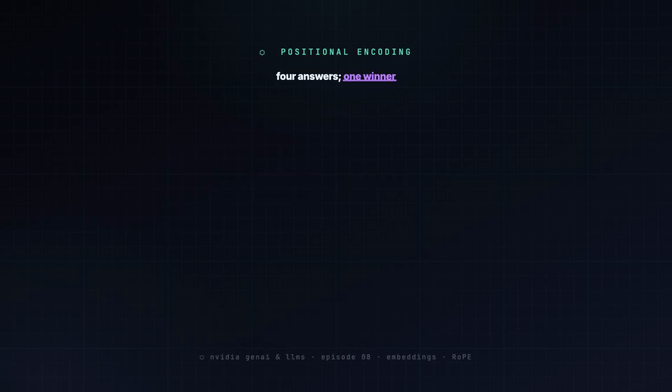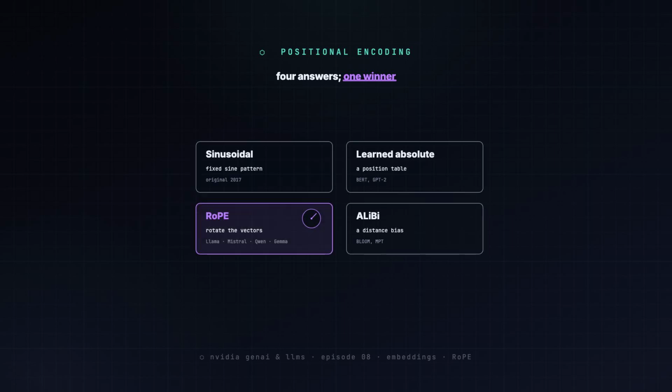RoPE's idea is beautiful. Don't add a position number, rotate the vectors. Think of each pair of dimensions as a clock hand. The token's position decides how far each hand has spun. Fast hands track who's next to whom, slow hands track who's far away. And here's the payoff: when two tokens compare, only the difference in their spin matters. So, three words apart feels the same at the start of a sentence or the end. That's why RoPE generalizes to length it never saw in training.